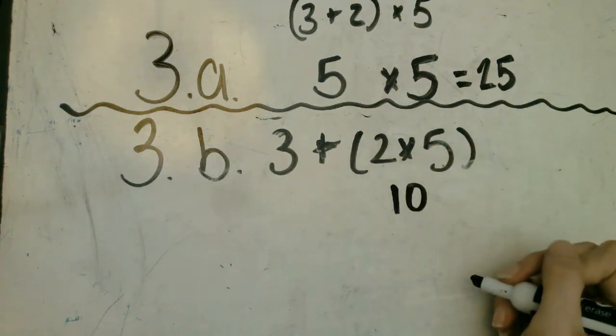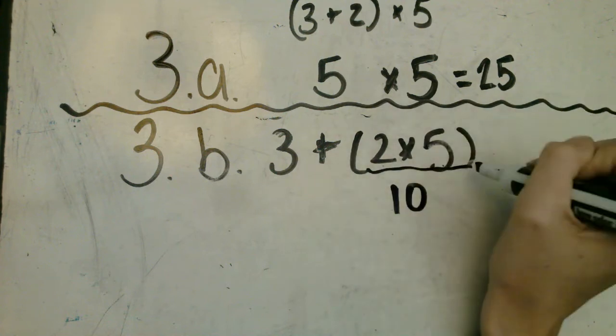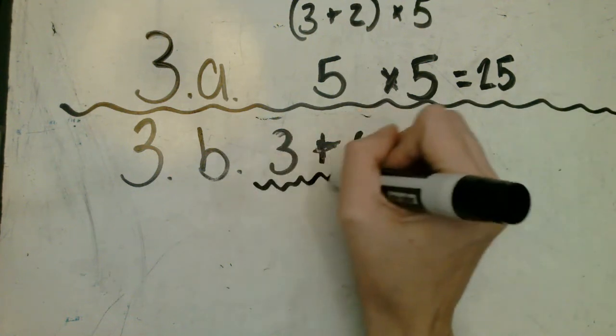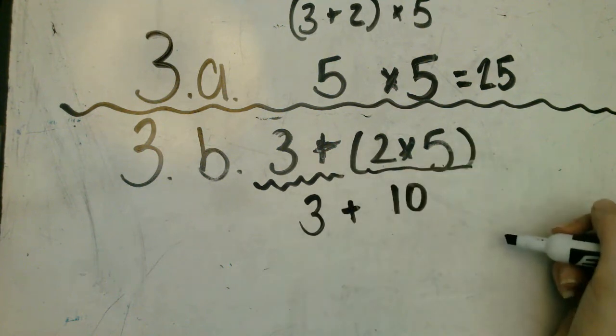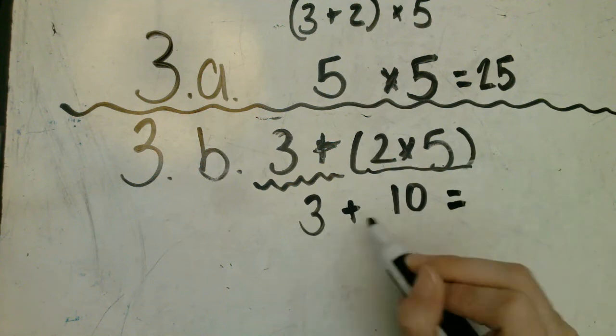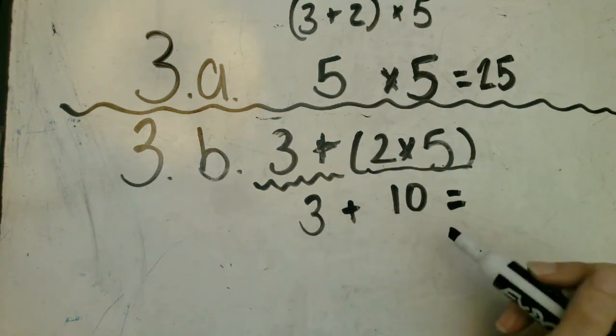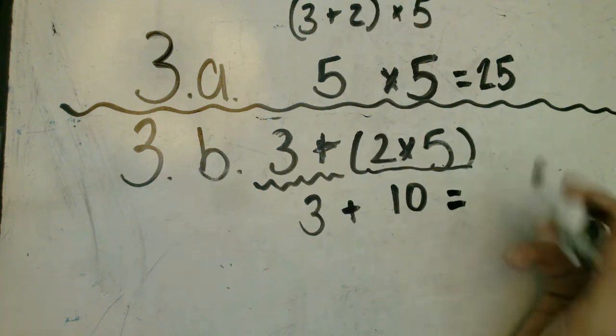Good. 2 times 5 is 10. Now we use everything inside the parentheses, but we need to bring down what we didn't use yet. 3 plus. Now let's solve this problem. What's 3 plus 10? Everybody shout it out in 3, 2, 1.